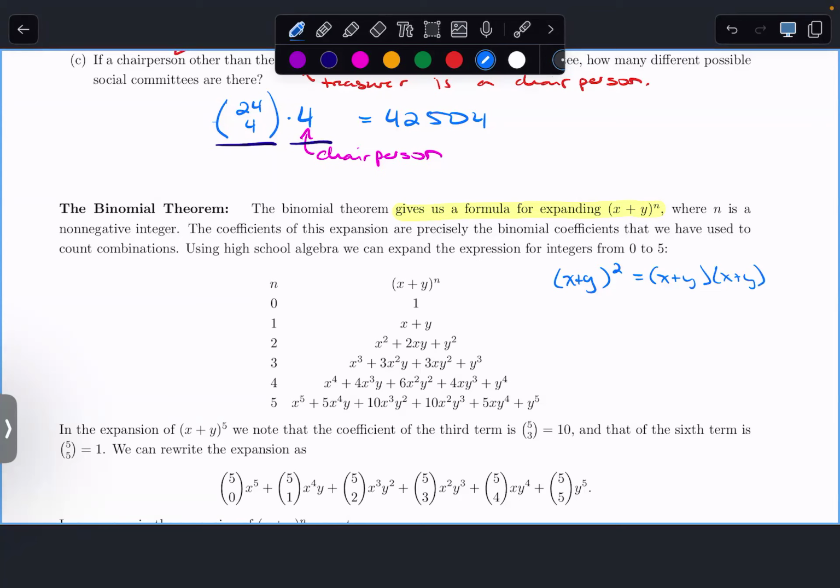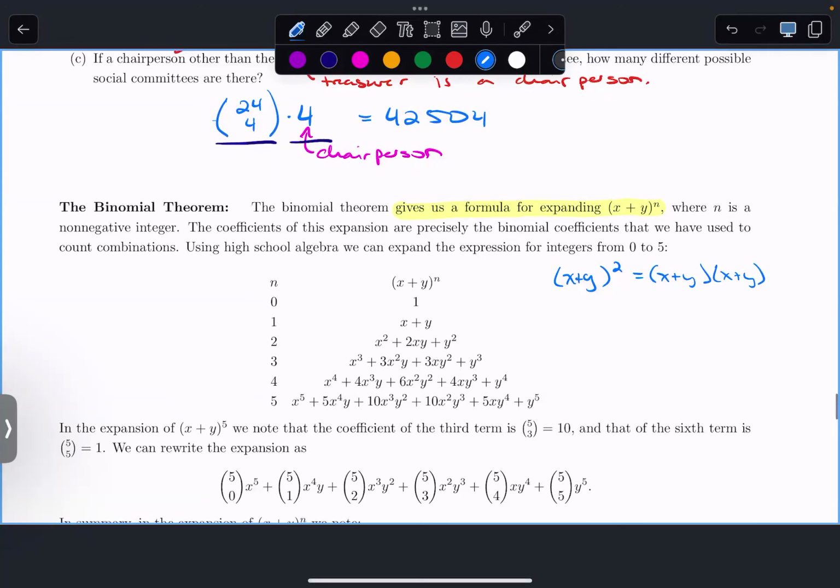To the power of 3, now you have (x + y) times (x + y) times (x + y). And so it just gives us a quicker way than feeding the chickens to expand these powers, where n is a non-negative integer. And the coefficients of this expansion are the binomial coefficients.